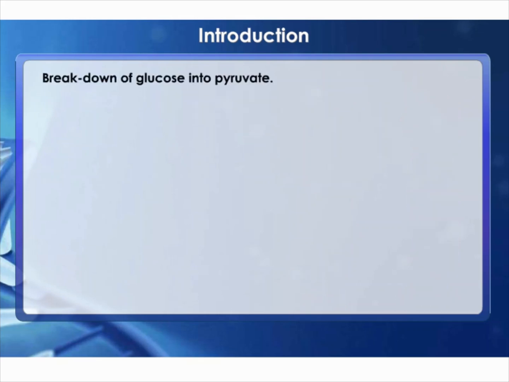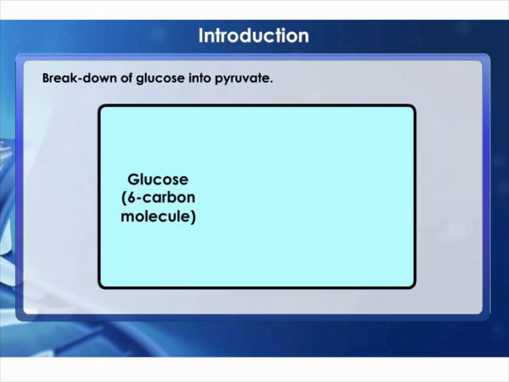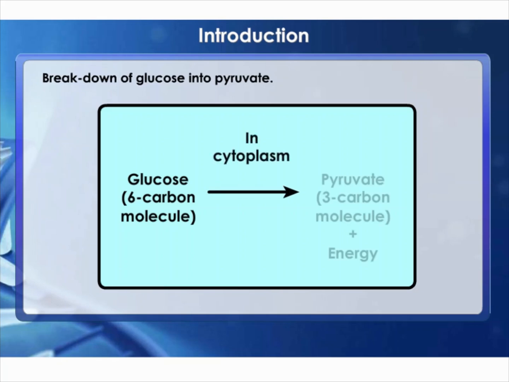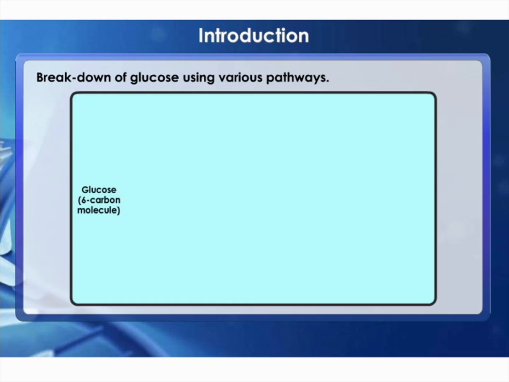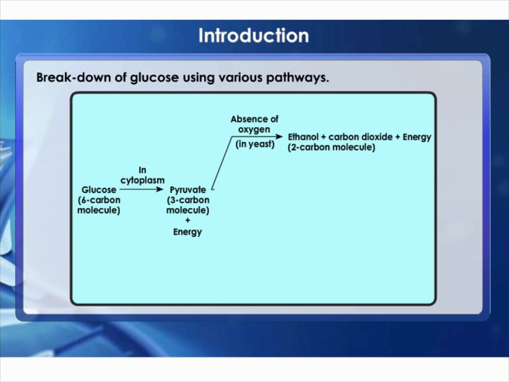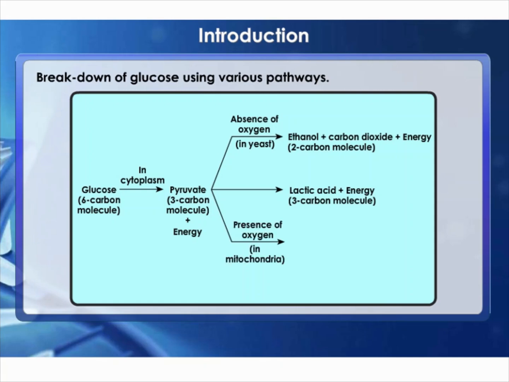Some organisms use a life process pathway that does not involve oxygen. In all cases, the first step is the breakdown of glucose, a 6-carbon molecule, into a 3-carbon molecule called pyruvate. This process takes place in the cytoplasm. Further, the pyruvate may be converted into ethanol and carbon dioxide. This process takes place in yeast during fermentation. Since this process takes place in the absence of air, oxygen, it is called anaerobic respiration.